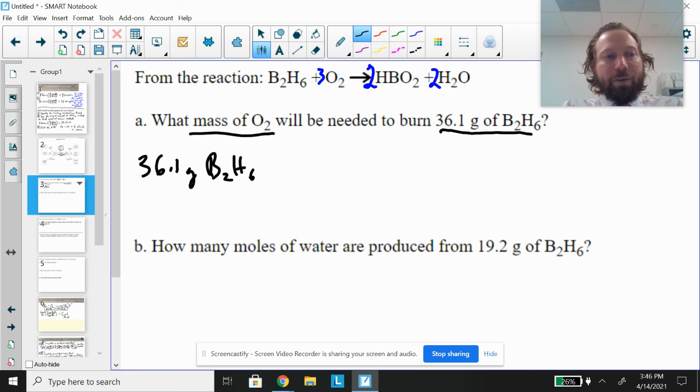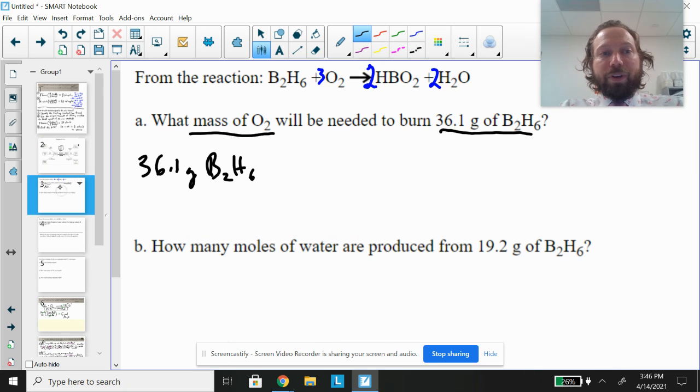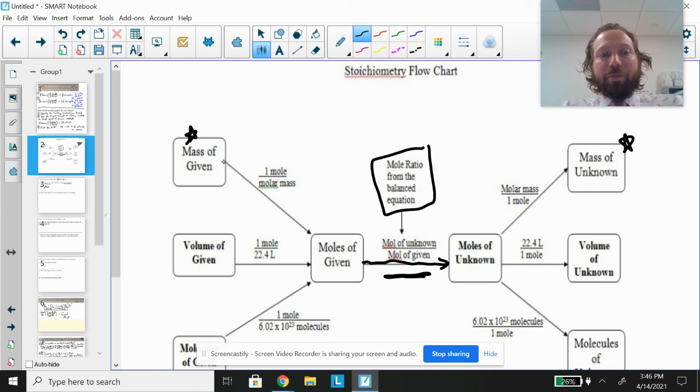Okay, now, if I go back here for a sec, I am here with my mass of my given. What I have to do is finally figure out what is the mass of my unknown, in this case the mass of the oxygen. So this is my roadmap. I'm going to go from my mass of my given to my moles of given, my moles of given over to the moles of known, and finally the moles unknown to the mass unknown. So there are going to be three fractions here, three steps to this.